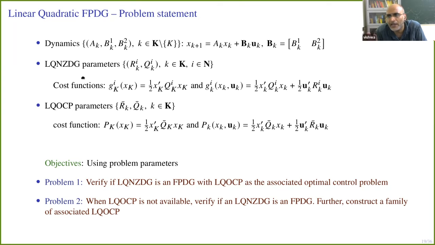That's the first question. I already have the data of the game as well as the optimal control problem. The second question is, I don't have the optimal control problem; it's not available to me. I only have the game problem, that is, the game parameters are available. When can I say that this game is a feedback potential difference game? And once I know it admits a potential game structure, can I construct a family of optimal control problems using the game parameters? That's the question we are after. So these are the two problems we are interested in.